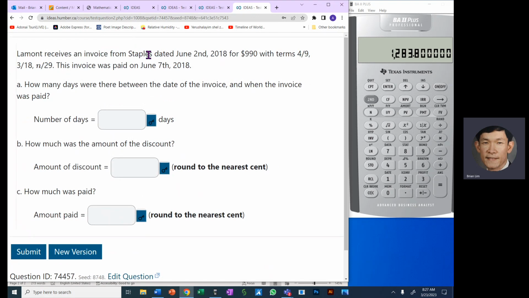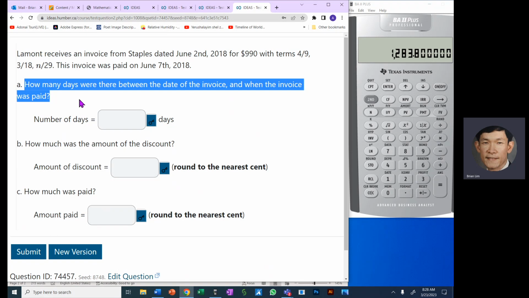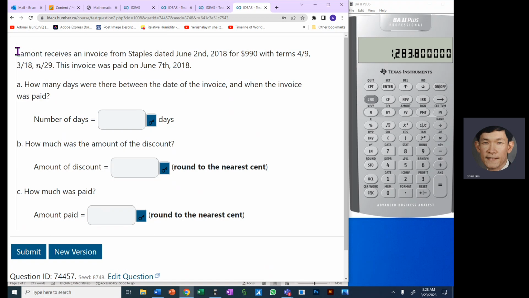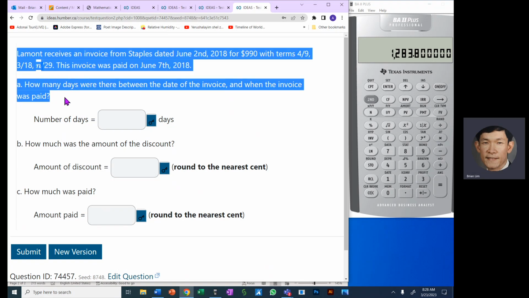Lamont receives an invoice from Staples dated June the 2nd, 2018 for $990 with terms 4/9, 3/18, 10/29. This invoice was paid on June the 7th, 2018. How many days were there between the date of the invoice and when the invoice was paid? All right, so let's go through that.